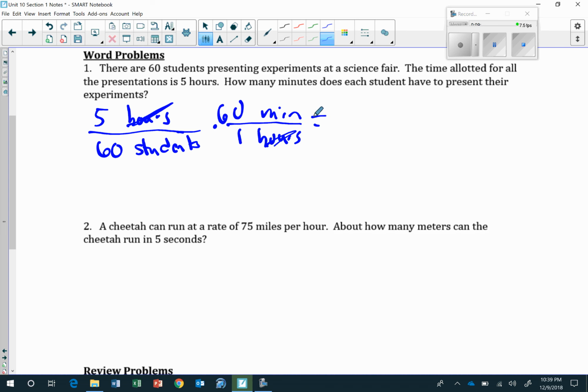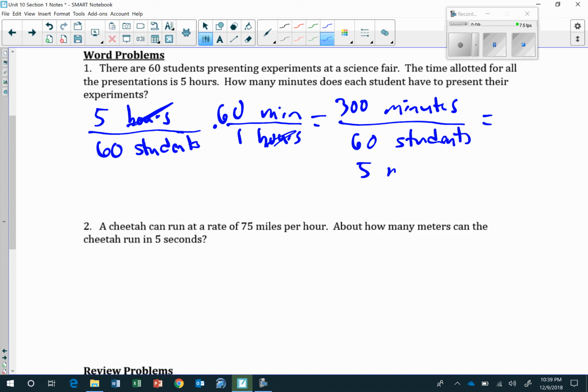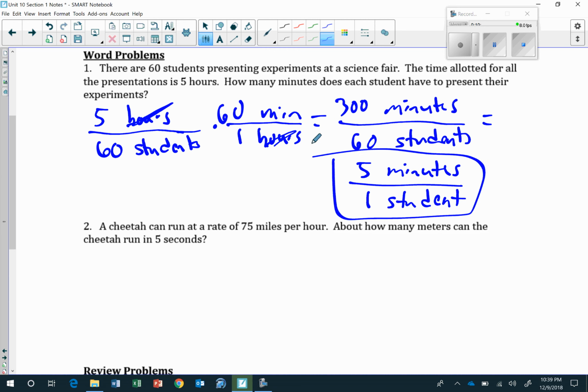So then go ahead and multiply across the top, and I'll get 300 minutes for 60 students. And then I want to know how many minutes per 1 student. So if I divide the top and the bottom by 60, I'll wind up with 5 minutes for one student. So each student is going to get 5 minutes to present.